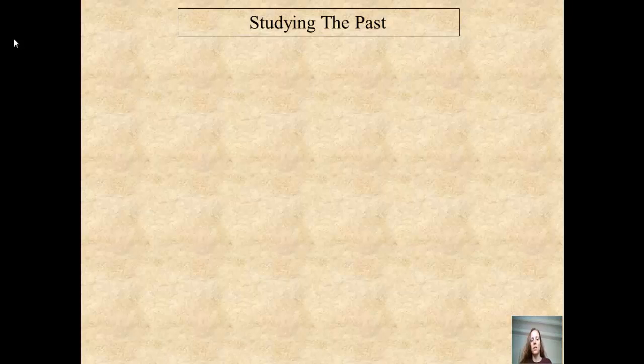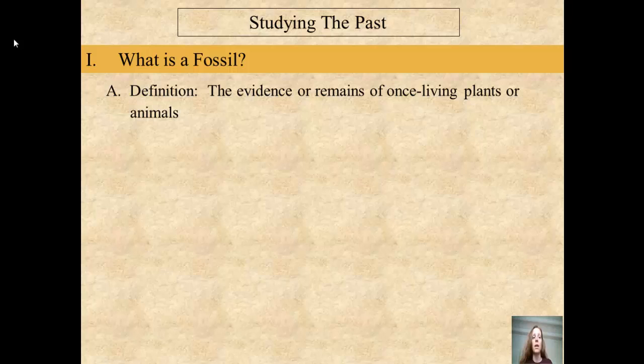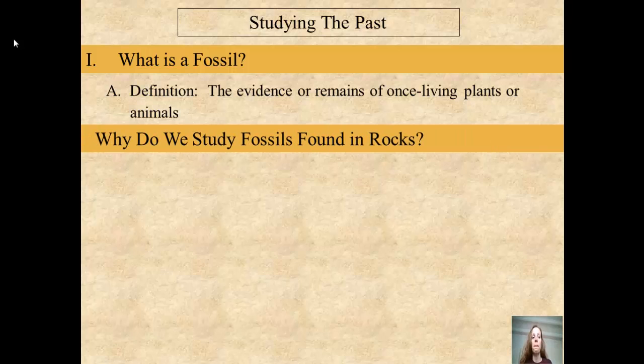Okay, so we've been talking all about evolution. We've talked about why it's important to know the evidence supporting the theory of evolution. Today we're going to delve a little bit deeper into one of those pieces of evidence, specifically fossils. Fossils help us to study the past. But what exactly is a fossil? The definition of a fossil is evidence or remains of once living plants or animals.